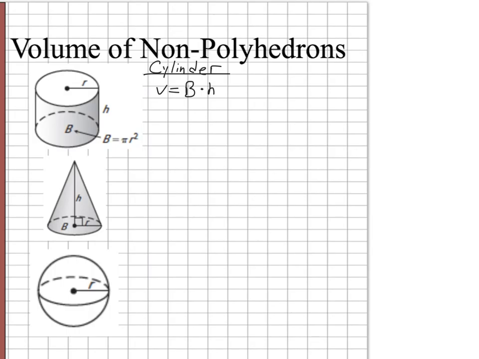But unlike a prism we couldn't really define any further because our base could be any regular polygon. For a cylinder, we can define it further because our base is always going to be a circle. So the base is always going to be pi r squared. And so, therefore, we can simplify this as volume of a cylinder is always going to be pi r squared times the height.